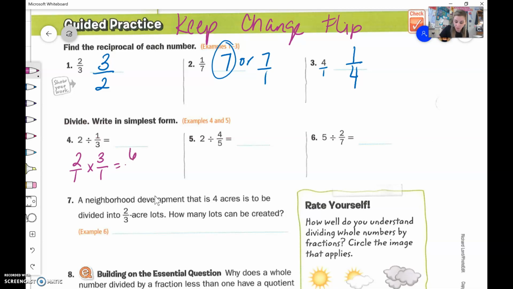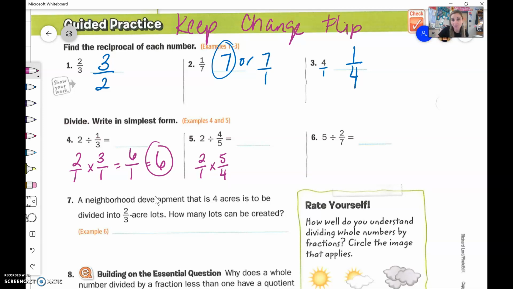There we go. I'm going to multiply across. 2 times 3 is 6. 1 times 1 is 1. Really, what is my answer? It is 6. I don't even need to leave it as 6 over 1. Again, real mathematicians kind of get rid of that fraction part. All right, keep. Change the division to multiplication. Flip. 5 over 4.